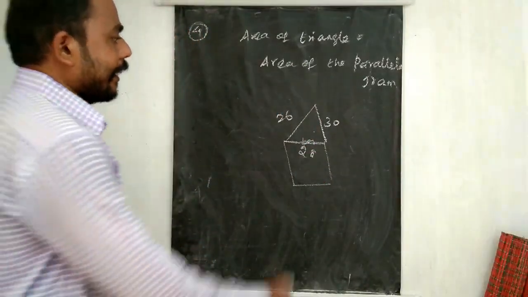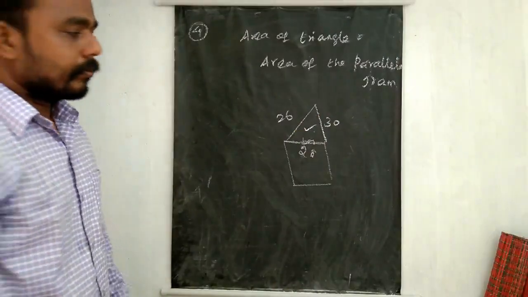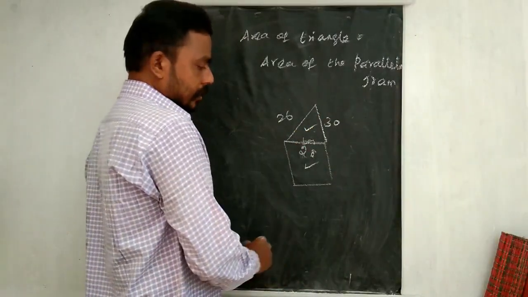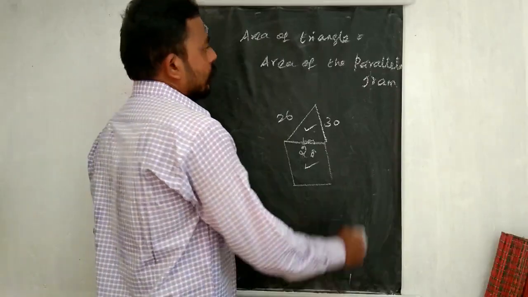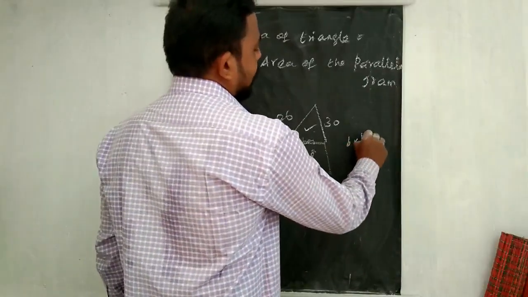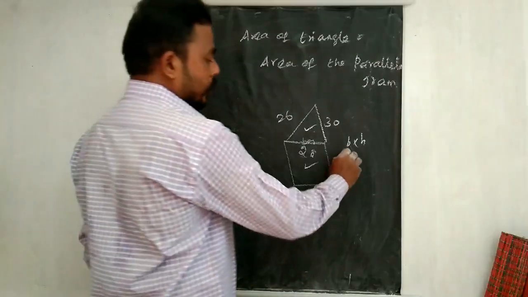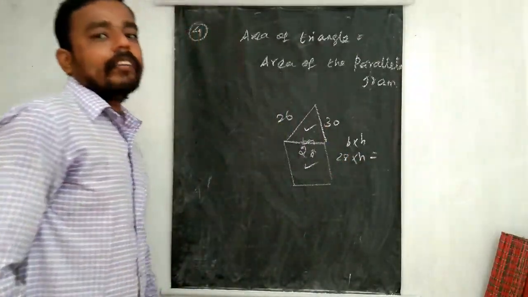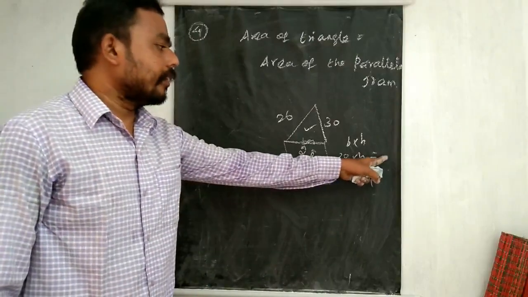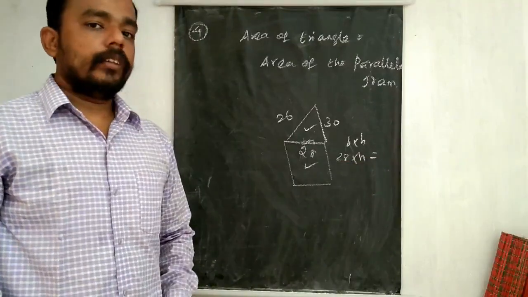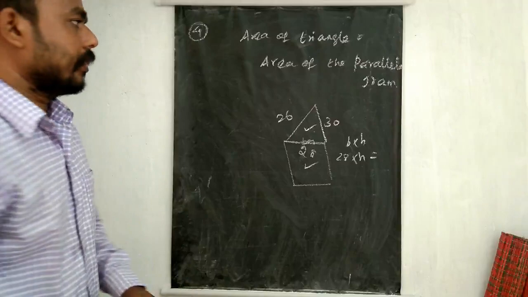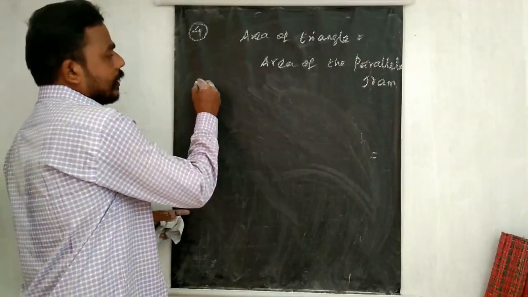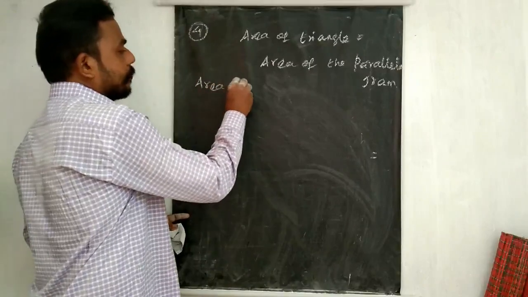Now just find the area of the triangle. If you have the area of the triangle, then this is your area of the parallelogram. Now the area of the parallelogram is base into height. Base 28, height we need to find, but the total area is given by using the area of the triangle. So if we have the area of the triangle, we can find the height value. The question is to find the height value. So for that, here consider the area of the triangle.